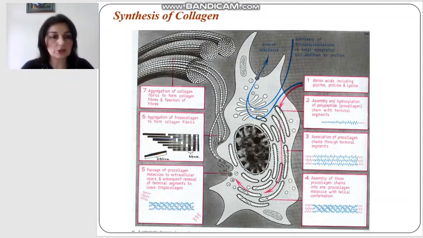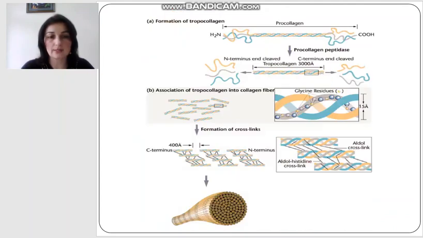Then the tropocollagen molecules will self-assemble. Pay attention here: procollagen with frayed ends is like a tightly wound rope. These frayed ends will be cleaved. Can you see this one? And the tropocollagen molecules will be formed. Then the tropocollagens will align with each other in a staggered fashion. By that way fibrils will be formed, then the fibers.